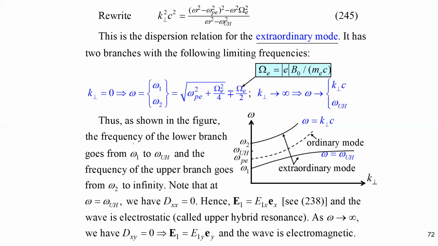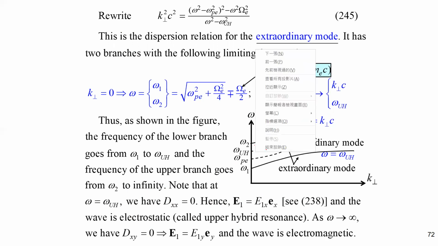Thus, as shown in the figure, the frequency of the lower branch goes from omega 1 to omega UH, upper hybrid mode. And the frequency of the upper branch goes from omega 2 to infinity. Note that at omega equals omega UH, we have dxx equals 0. Hence, E1 equals E1x, and the wave is electrostatic. Interesting.